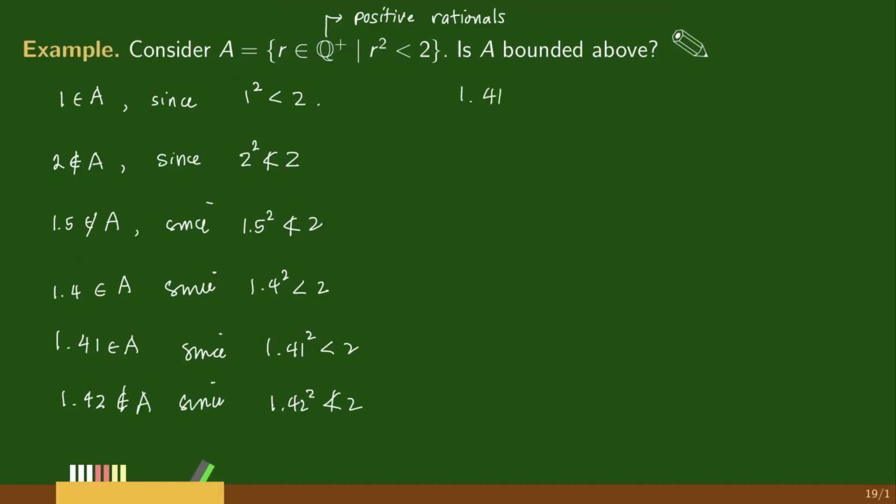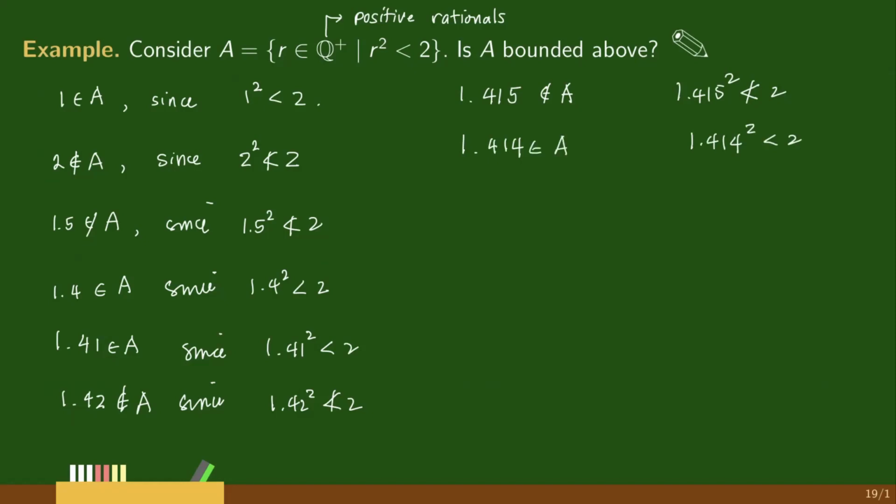1.41 pero dadagdagan ko ng, for example, 1.415. Anong 1.415 squared? Hindi na. So this is greater than 2, so not in A. So atras tayo ng konti. 1.414. Pasok? Yes po. Yes, pasok.